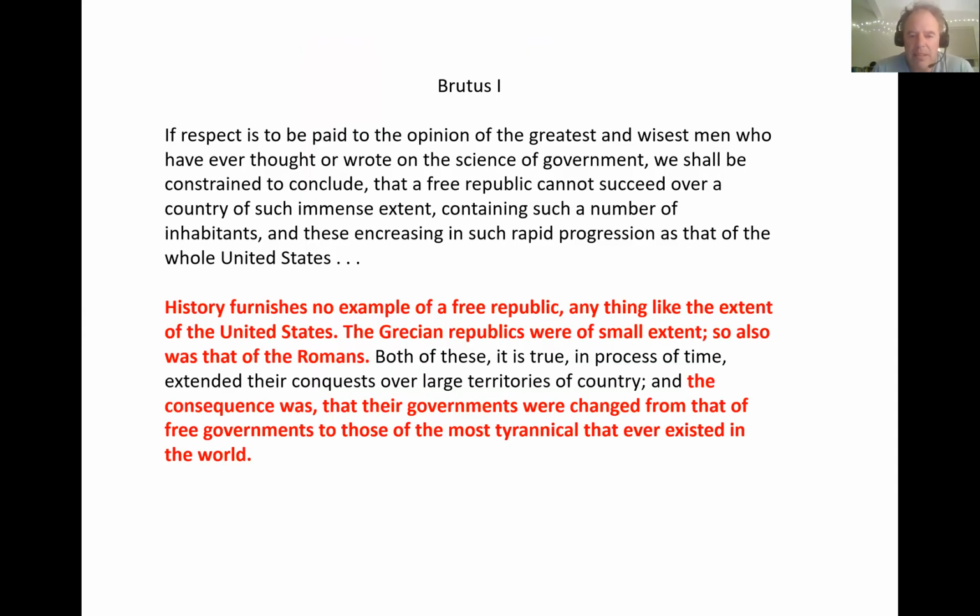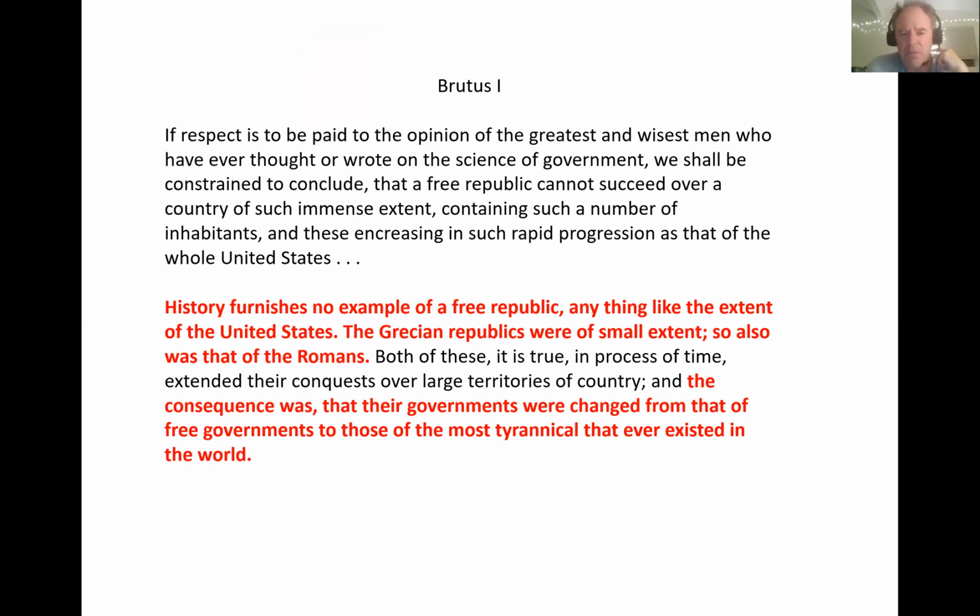So Brutus leads off with the argument that you cannot have a large republic, that large republics devolve into tyranny, and you need to have small republics. And since the United States is a large country, the only way you can really do this in the United States is by having a very, very weak federal government and very powerful state governments.